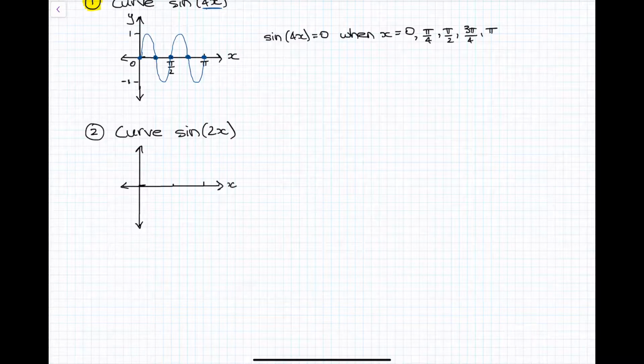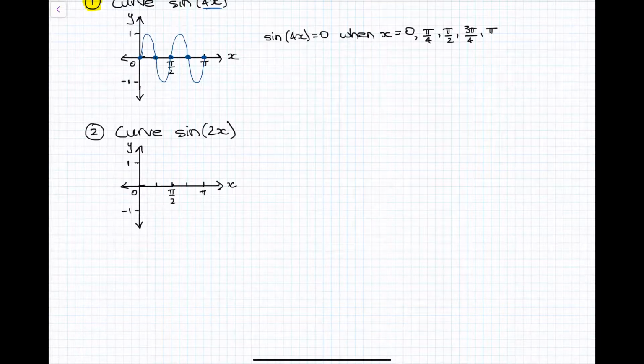Okay, so we'll have our x-axis, our y-axis, intercepts at 0. I'll call this pi on 2. Call this pi, and so that would be pi on 4 and 3 pi on 4. We're concerned with our y values of 1 and -1. That's where the curve hits.